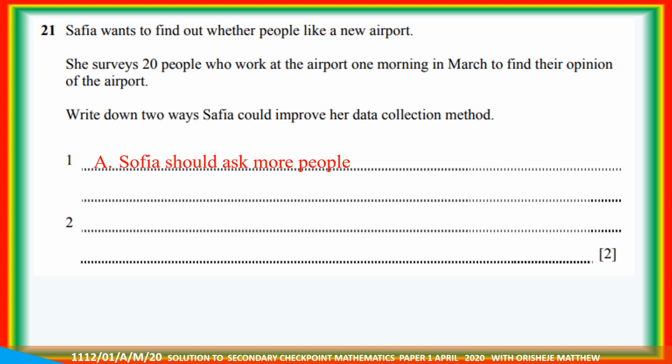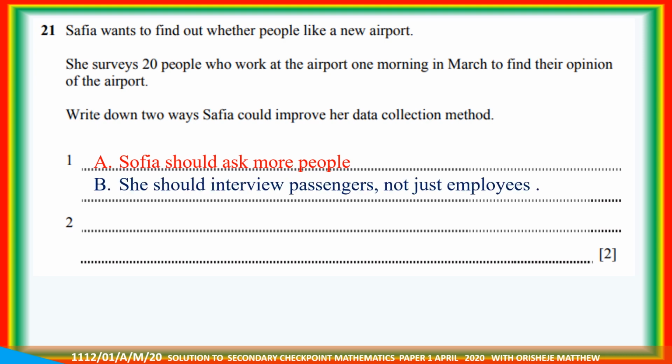1. Sophia should ask more people, not only 20, because the greater the number of people she interviews, the more reliable the data that she is going to collect will be. Second, Sophia should interview passengers, not just the employees, because in this question we are told that she interviewed 20 people who work at the airport. So she should interview both customers and not only employees, the people working there.